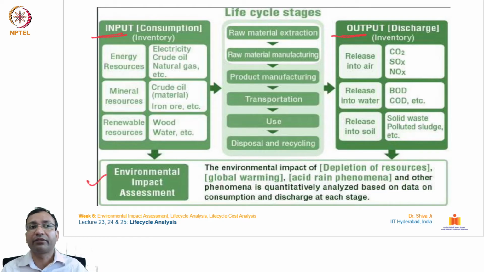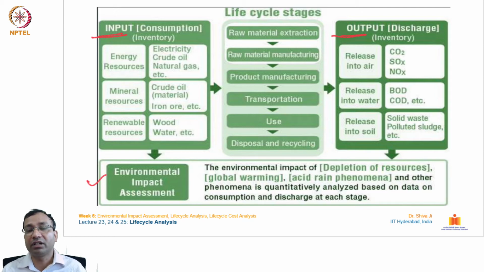Then mineral resources are required, such as iron ore and other mineral-based, ore-based materials, like bauxite for the aluminum industry, and things like that. Then there are renewable resources, also required up to a certain extent, such as water, air, sometimes timber, wood, etc. These are nature-based resources which are finite in number, and they are also required as input material.